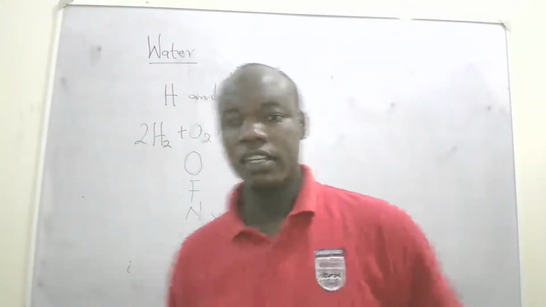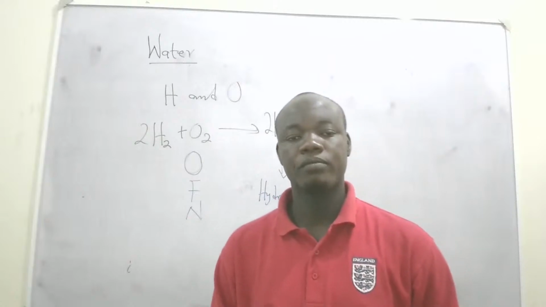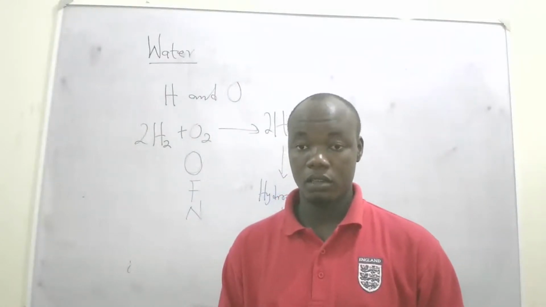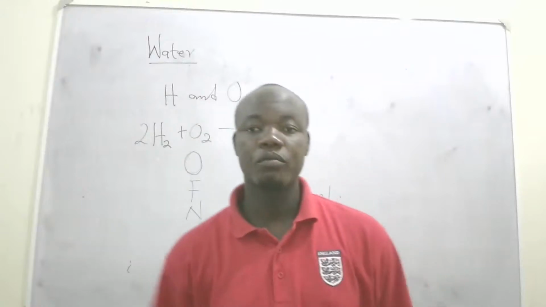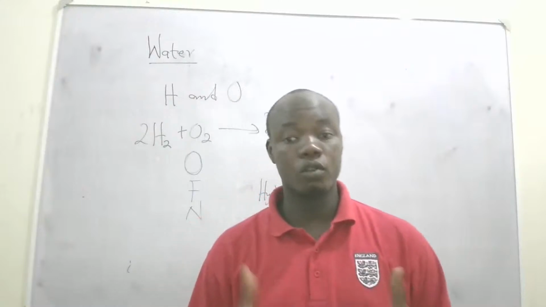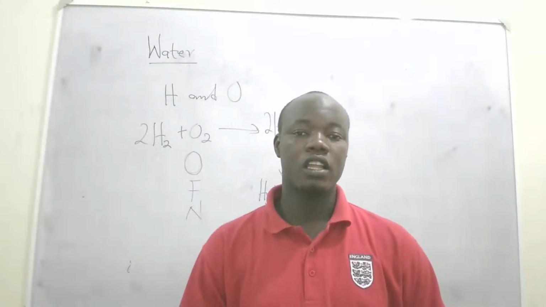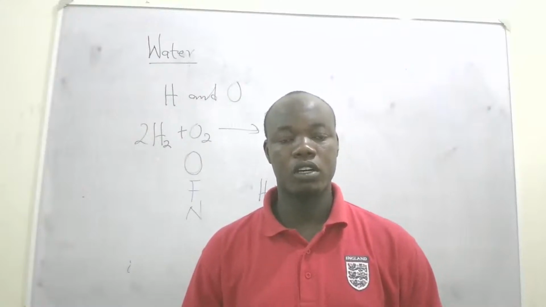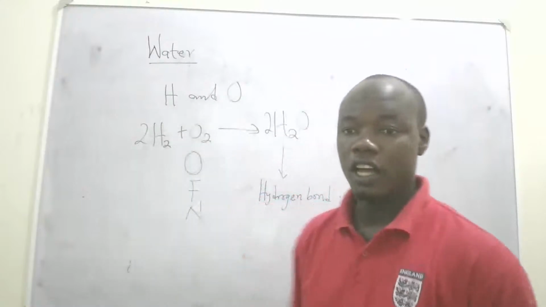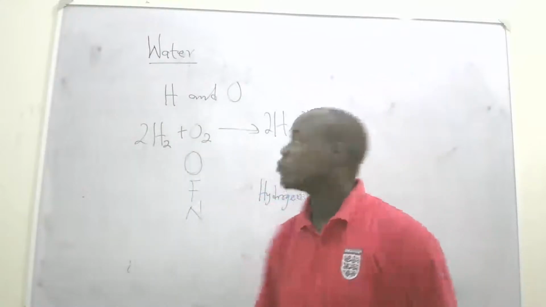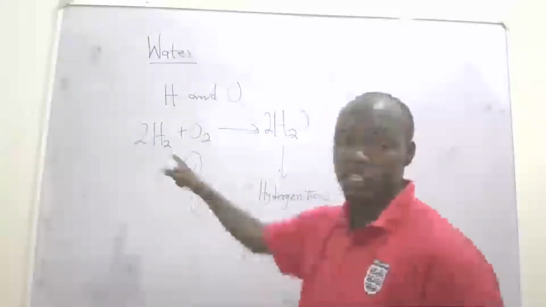And as I said, today we are going to look at the concept of water, acids, bases, and buffers. So, what is water? Water is an inorganic compound made up of two main elements, hydrogen and oxygen. And how this hydrogen and oxygen produce a molecule of water is through a chemical reaction.